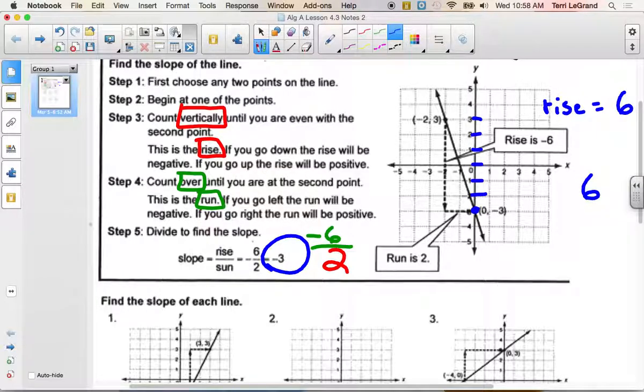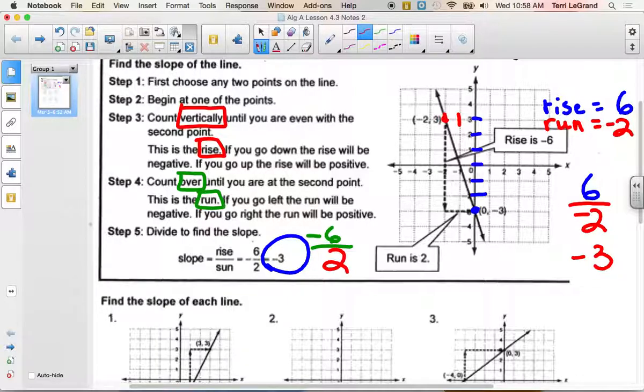And our run, is that a +6 by the way or a -6? Positive because we went up. And then our run is going to be, now we gotta go 1, 2 to the left, so that's a -2. So now we have a run of -2. What's 6 divided by -2? -3. So we still get the same slope, don't we?